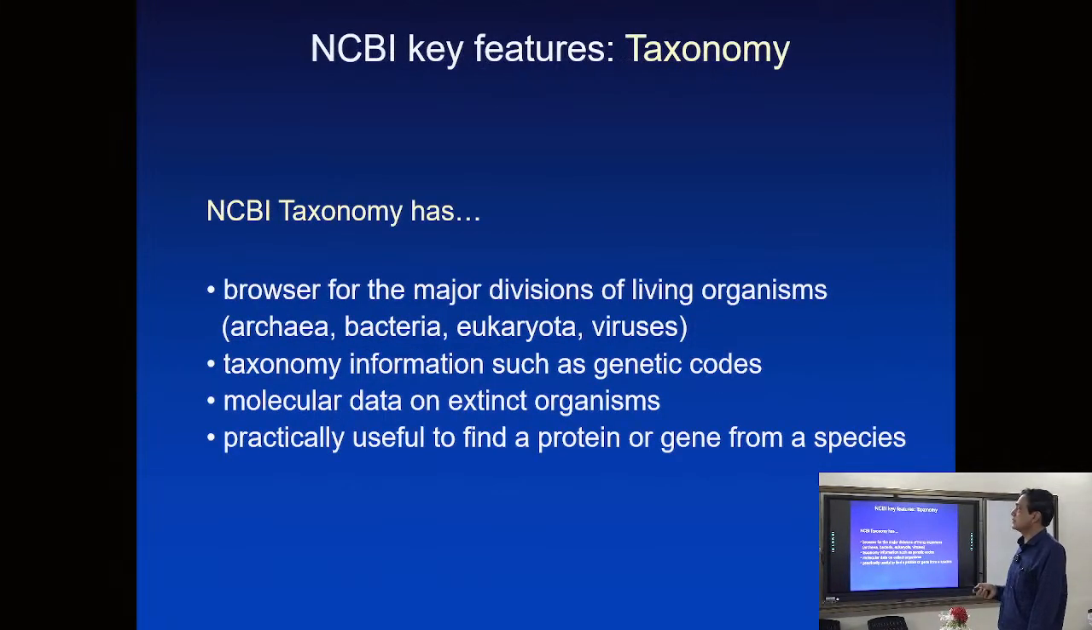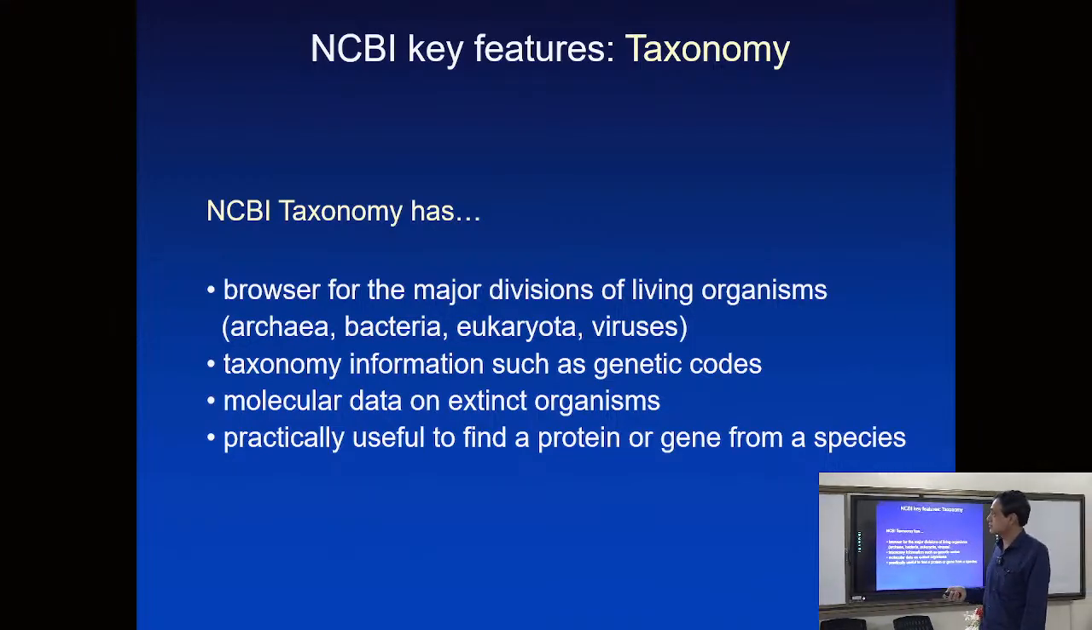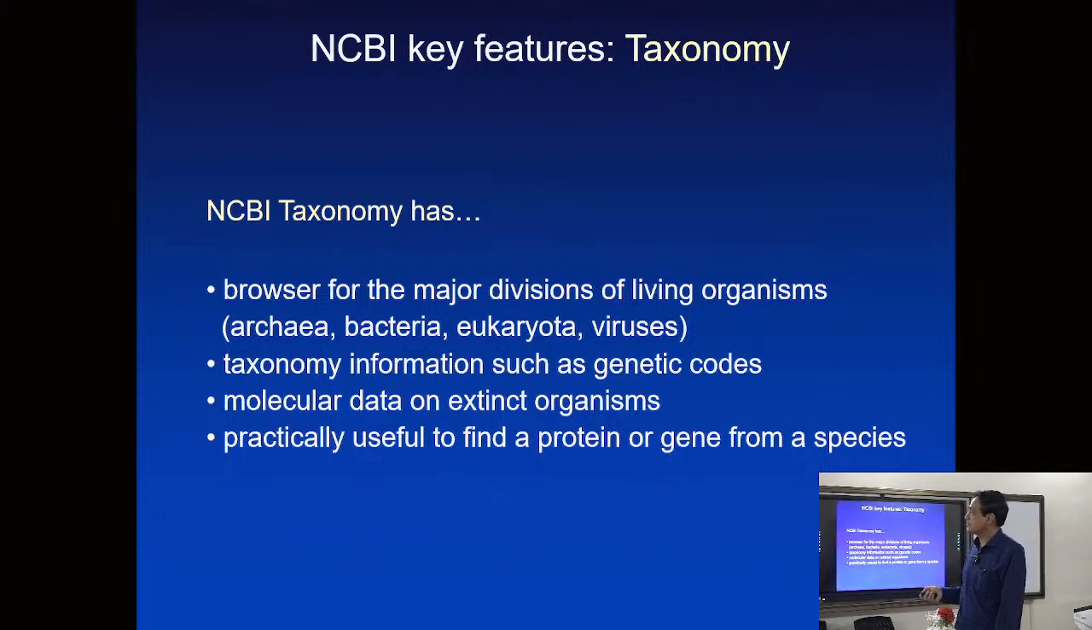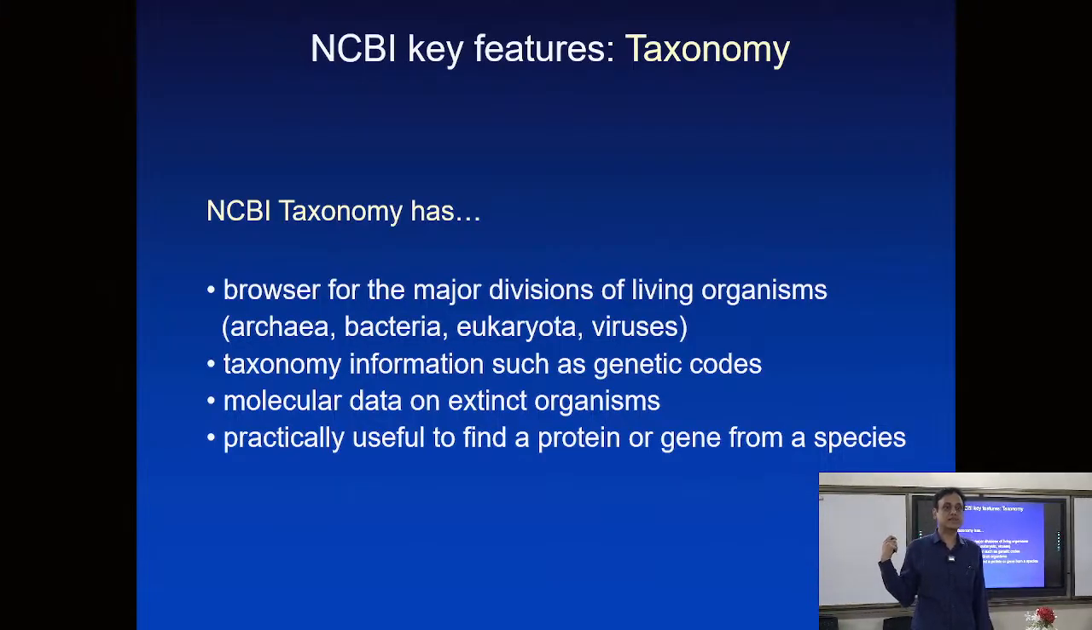Okay, so NCBI taxonomy, which I just mentioned, is a browser for the major divisions of living organisms, the domains of life: archaea, bacteria, eukarya, and viruses that are at the borderline of living and non-living organisms. So you can include viruses, that's no problem. NCBI taxonomy also provides information regarding genetic codes, which I will discuss in a moment: the standard genetic code and alternative genetic codes.